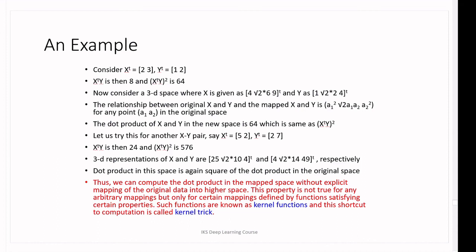into the higher space. That is, we don't really need to start with our original space, map them into the new space, store them, and then do the training. During the presentation of input examples itself, if we were to use this function k, we will be able to achieve results that are equivalent to doing the mapping. So these functions are known as kernel functions, and this shortcut to computation is known as the kernel trick.